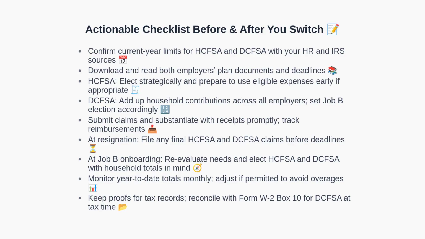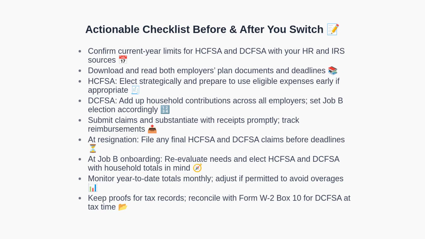First, confirm current year limits with HR and official IRS guidance. Next, obtain both employers' plan documents, noting deadlines and claim windows. For HCFSA, consider a strategic early spend if you anticipate a job change and have eligible expenses. For DCFSA, sum household contributions across all jobs, and set Job B's election so you remain under the annual household limit. Submit claims promptly with proper documentation. Upon resignation, file final claims and confirm final payroll contributions.